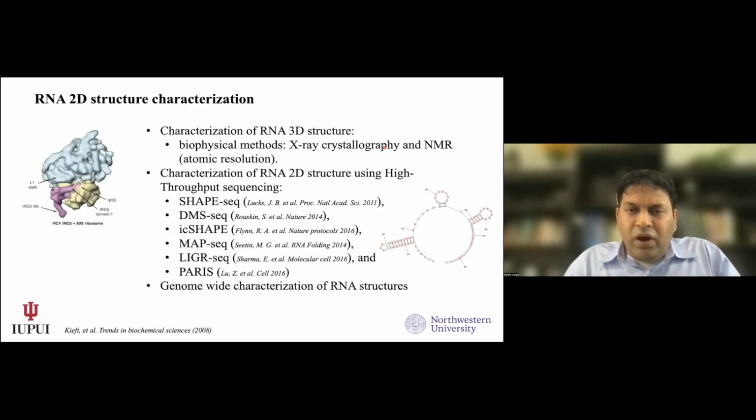However, most of the work on RNA structure for many years has been to determine the 3D structure, which is time-consuming and limited to specific RNAs which exhibit fairly stable structures, using X-ray and NMR techniques. In the last decade or longer, people have been spending time on secondary structure mapping using high throughput sequencing. These involve a range of techniques such as SHAPE-seq, DMS, icSHAPE, LIGR-seq, PARIS, and so on.